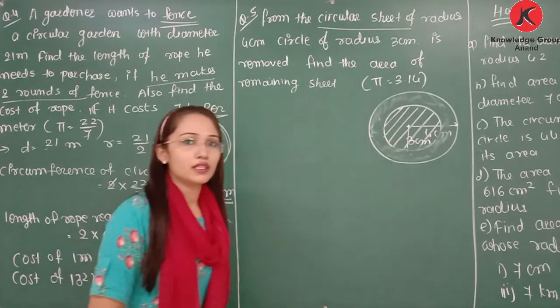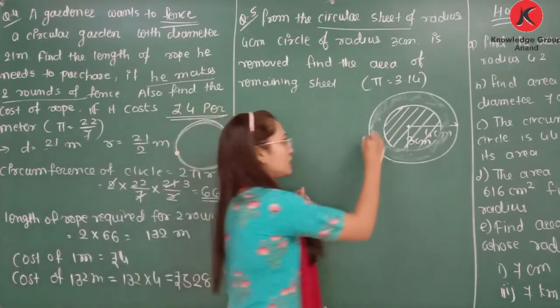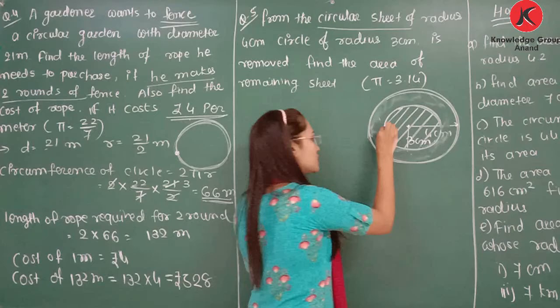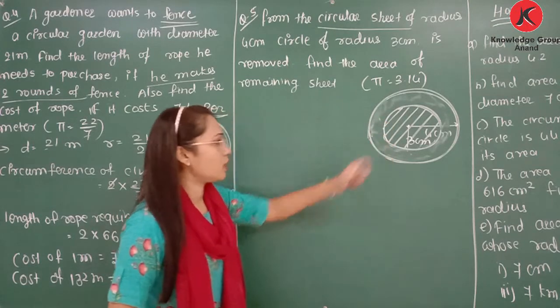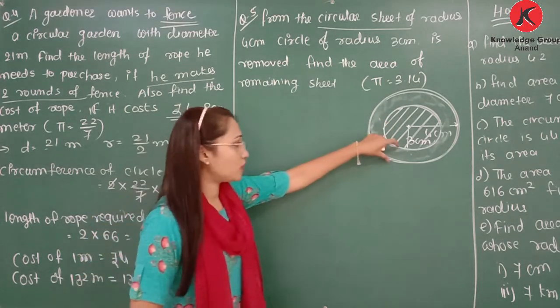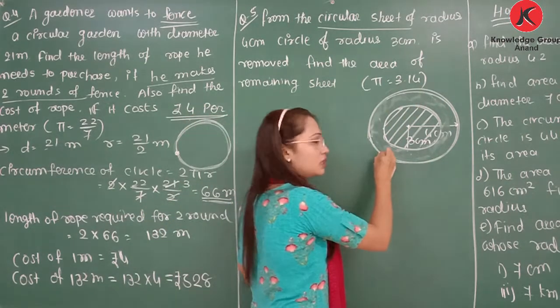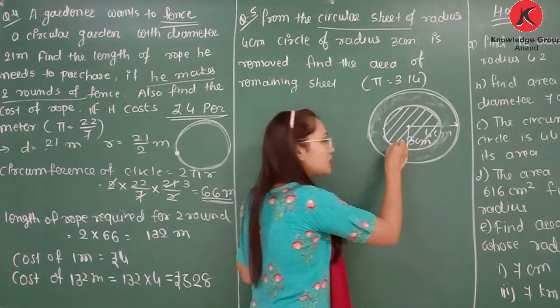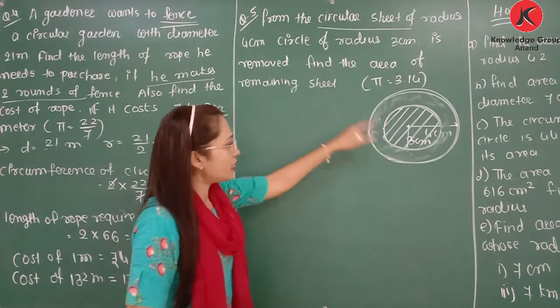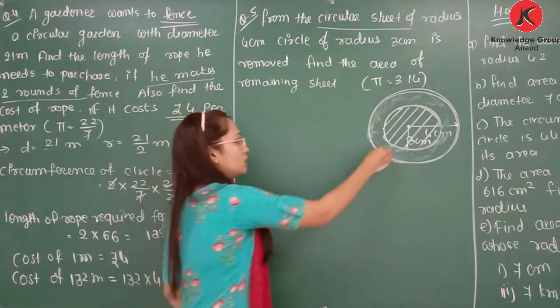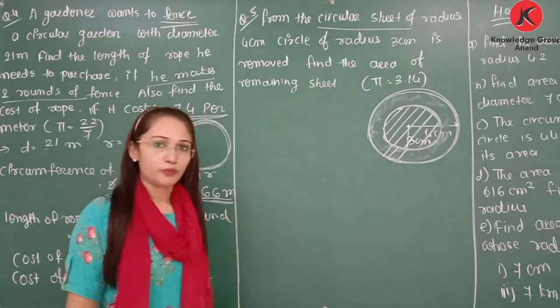So how can we get this area? If we find the area of this whole circle and remove the area of the smaller circle, then we get the area of this part of the sheet. So first of all we will find the area of the larger circle, then the area of the smaller circle, and if we subtract the area of the smaller circle from the larger one, we get this area. Clear?